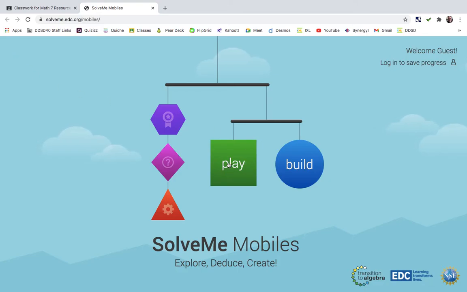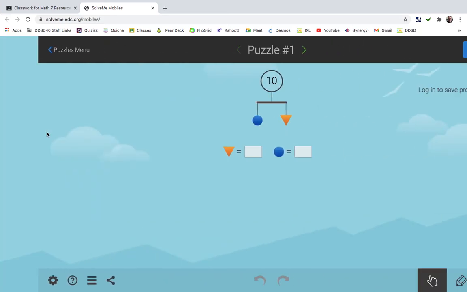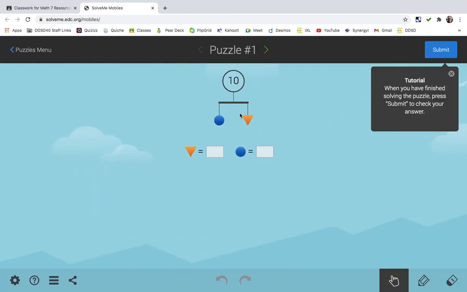I'll click on play here, and it's a balancing game. So here's the first one. If these are balanced and there's only one on each side and the total value is 10, then they would both be equal to 5.